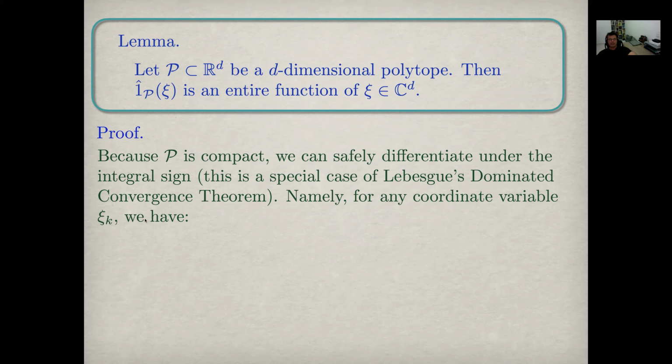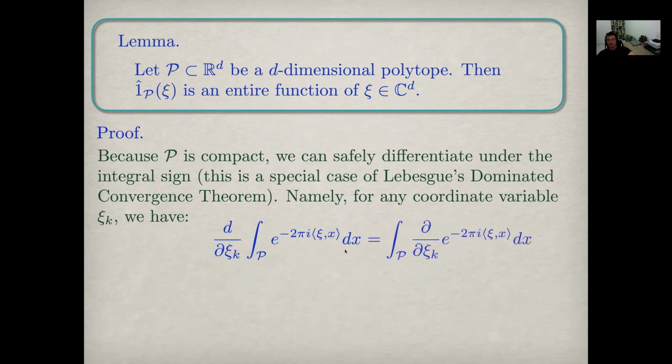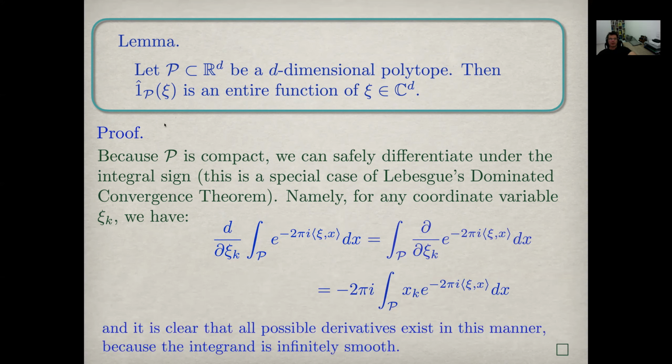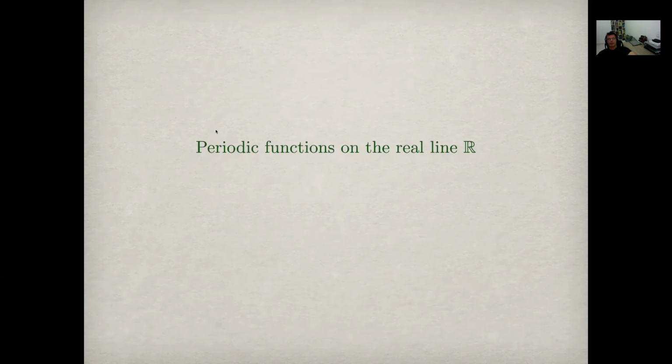Namely, for any coordinate variable c_k, we have the partial derivative with respect to c_k of the Fourier transform of P is equal to this. We can take the partial inside the integral. This is sometimes called Feynman's trick of differentiating under the integral sign, but in any case. And so the derivative with respect to the exponential, that's easy. Partial c_k is equal to minus 2 pi i x_k. You just take the partial as if it's e to a real variable. It all works the same way as we mentioned in the first lecture. And so now we can differentiate any number of times with respect to any variable. And so it's infinitely differentiable. That shows that the Fourier transform of a polytope is an infinitely smooth function. So that's very nice. We can do something with that. We will in the future.